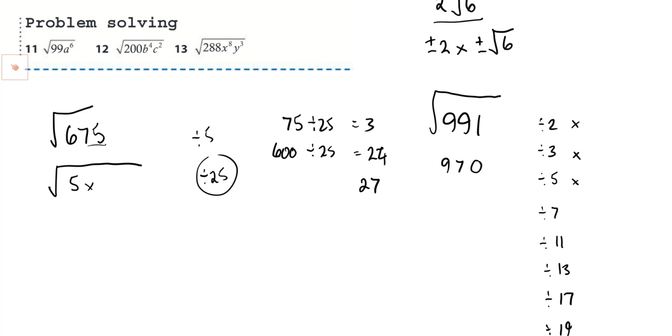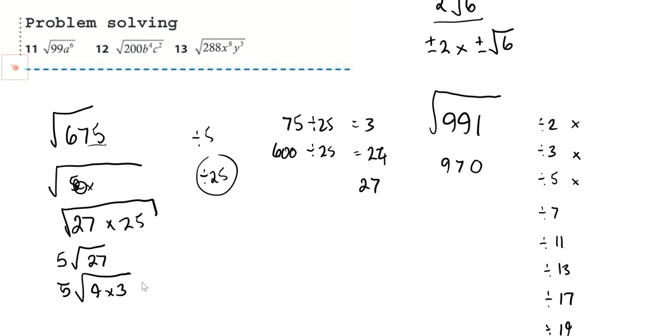So we've now got 27 lots of 25. 25 is a square, so it's 5 root 27. Is that your final answer? Probably not, because 27 is actually 9 times 3. So then we've got 5 times 3 times root 3, so we have 15 root 3.